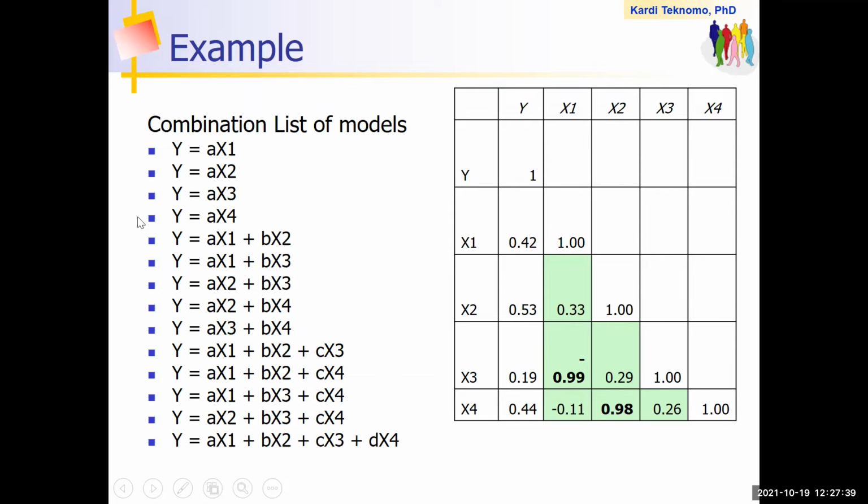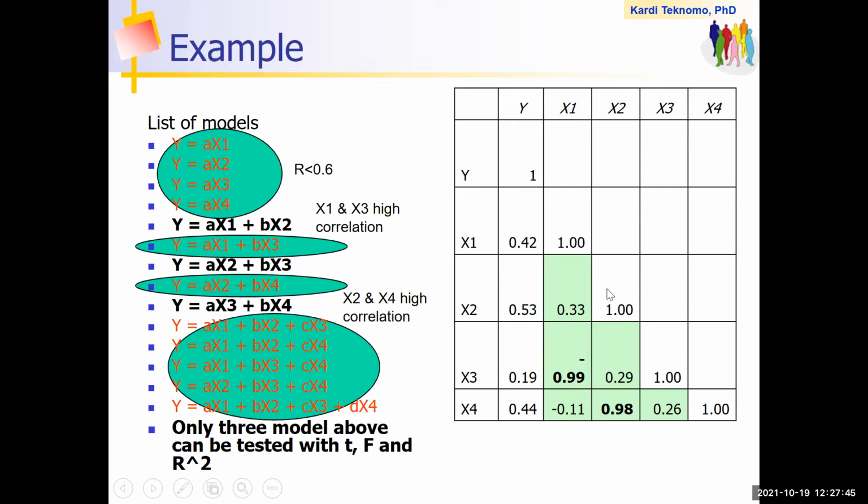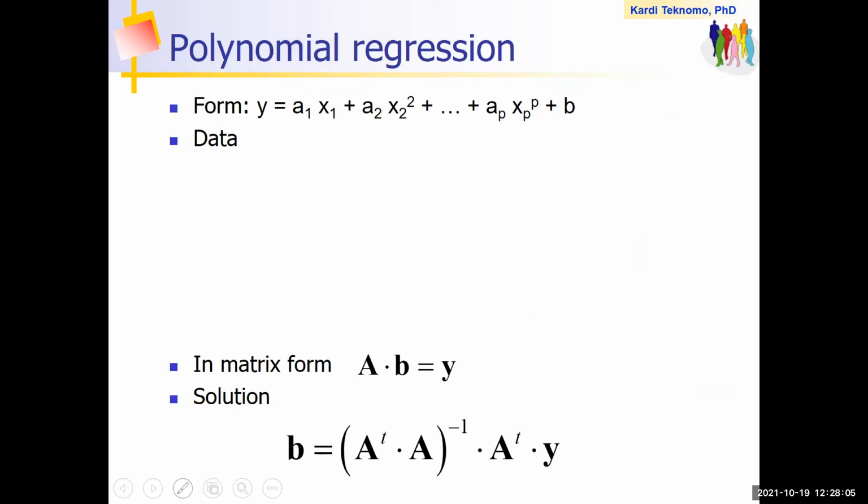linear regression. And then look at the correlation matrix, right? If you look at this, the R square between y and x is less than 0.6 in this top model. So in this case, we cannot use this model.